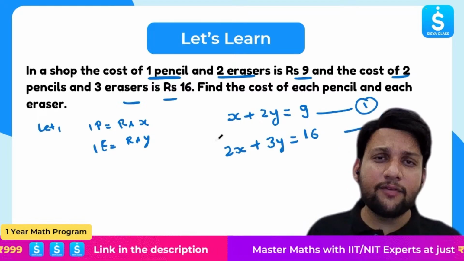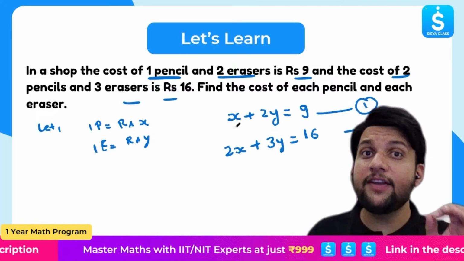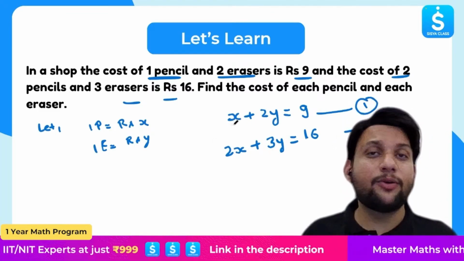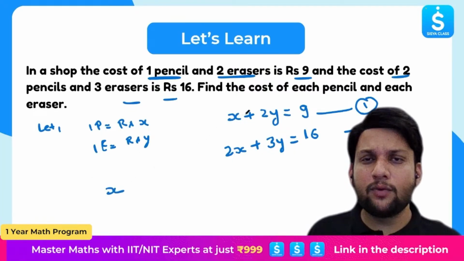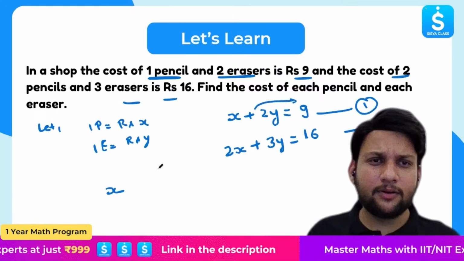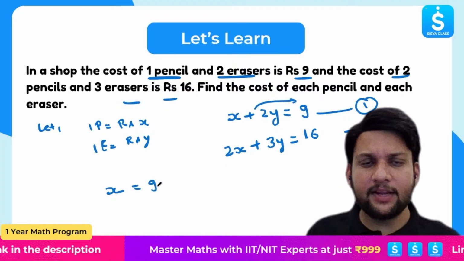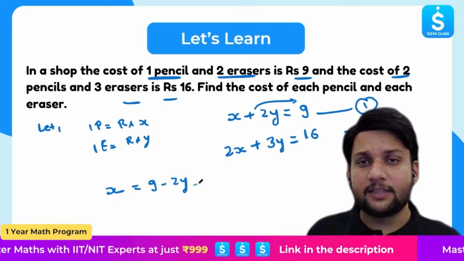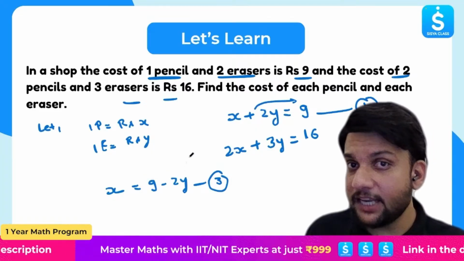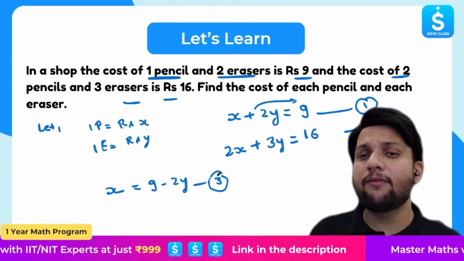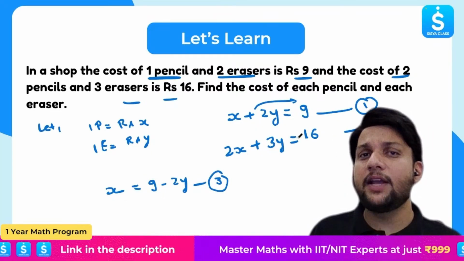Next, what we will do? We will find the value of one variable from one equation and substitute in the other. So if we consider equation number 1, can I take 2y to the other side? Oh, why not? Who can stop me? It will become 9 minus 2y. This becomes my equation number 3. So from first equation, I found x equals 9 minus 2y. I will put this value in second equation.